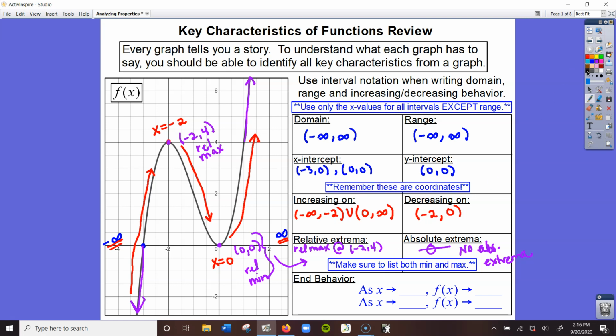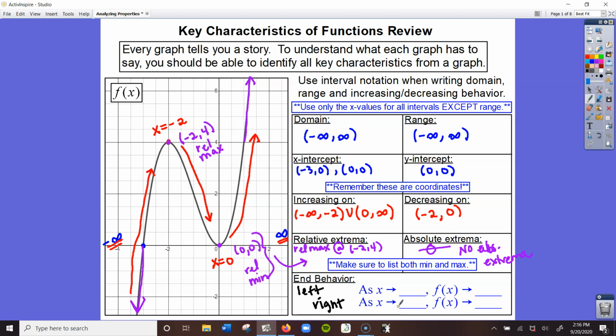Now finally, our end behavior. All end behavior statements look the same, and this is their basic format. It'll read as x is approaching blank, f of x is approaching blank. Now I left these blank because this is the part that you would fill in. The first part of each end behavior statement is letting you know whether we're looking at the left or the right side of the graph.